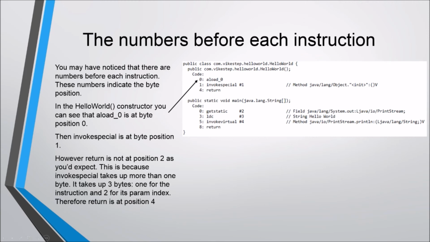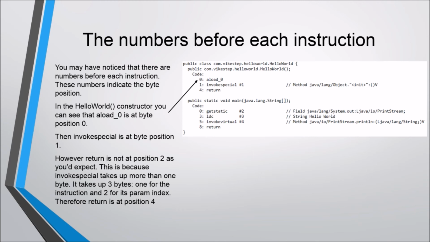You may have also been wondering, when you saw the bytecode before, why there were some numbers before each of the instructions. Well, this is simply the bytecode position. So in the hello world constructor, you can see that aload 0 is at byte position 0, then invokespecial is at byte position 1. However, the return is not at position 2 as you'd expect, but at position 4.